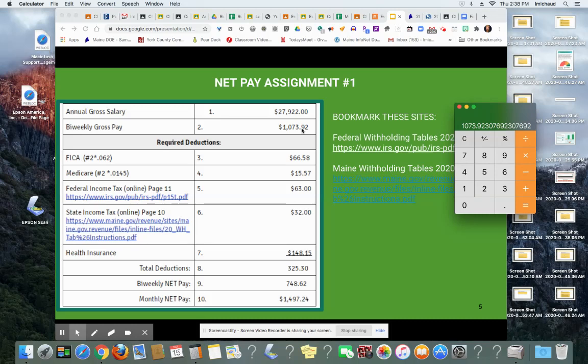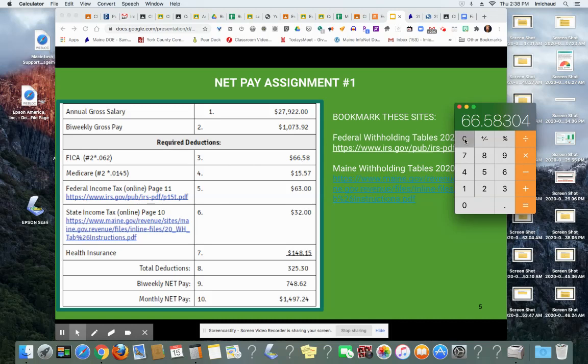But as you know, you don't get to take all of that home. That's not your take home or your net pay because of taxes. So 6.2% of your income will be withdrawn for FICA, which is Social Security. When you take a percent of a number, you multiply. So 1073.92 multiplied by 0.062 is equal to $66.58. So that's the answer for FICA.